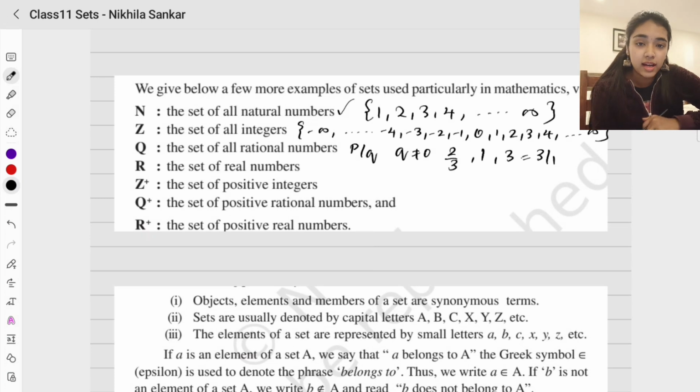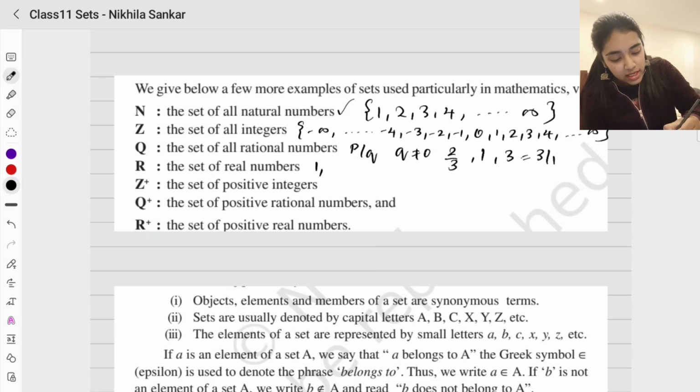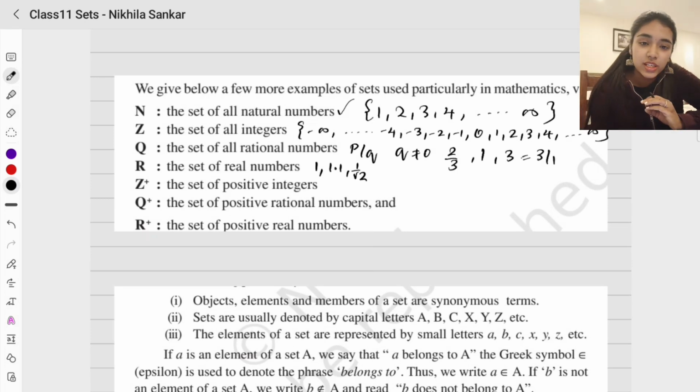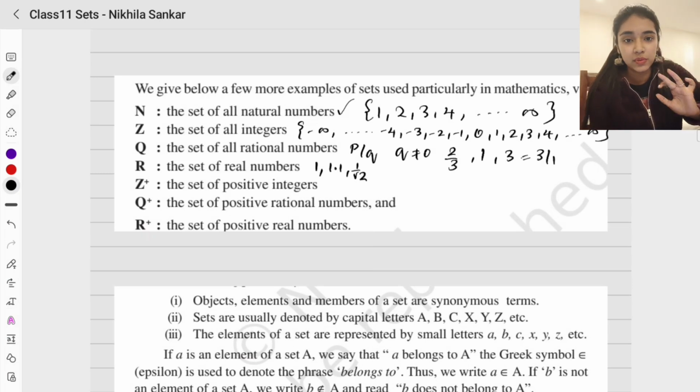இப்போ R is the set of all real numbers. Real numbers தான் நம்மளோட universal set. We'll learn what a universal set is. But universal set na it consists of everything. இப்போ real numbers எடுத்தா 1 is a real number, 1.1 is a real number, 1 by root 2 is a real number. So if you take a rational number, irrational number, decimal numbers, integer, natural number, whole number, எது எடுத்தாலுமே that is a real number. So real number basically includes everything that we have learned until date.